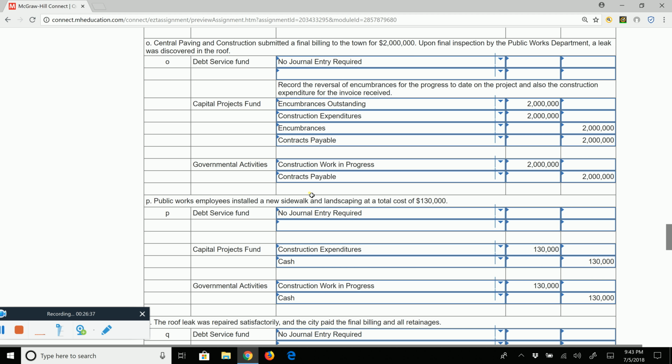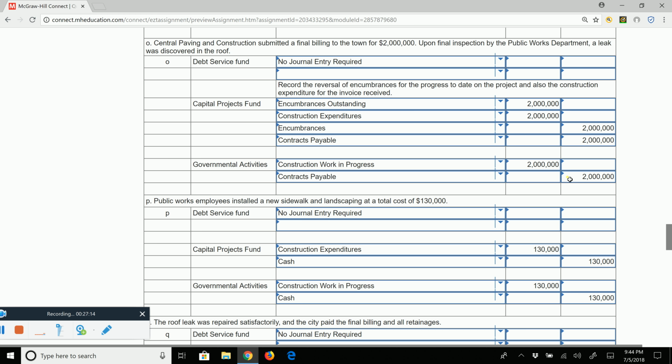Letter O, we got a new progress billing from our contractor, $2.2 million. We did an inspection and we discovered a leak in the roof. So all we need to do is in the capital projects fund, we need to reverse the encumbrance, debit encumbrances outstanding, credit encumbrances, and immediately replace it with the expenditure. Debit the expenditure, credit the payable. While that's being recorded in the fund, in the government-wide statements, we're capitalizing those amounts in the asset account. Debit the WIP, credit the payable.